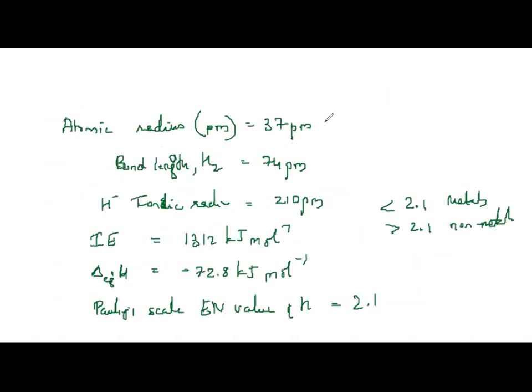Atomic radius 37 picometers, bond length in hydrogen molecule 74, ionic radius 210 picometers, ionization energy 1312 kilojoules per mole, electron gain enthalpy minus 72.8 kilojoules per mole. On the Pauling scale, electronegativity value is 2.1. Distinction between metals and non-metals: less than 2.1 metals, more than 2.1 non-metals.